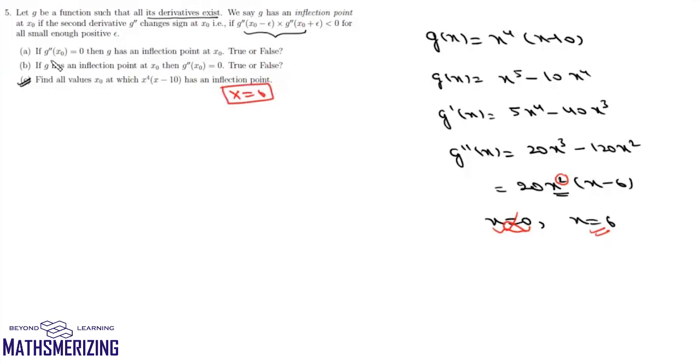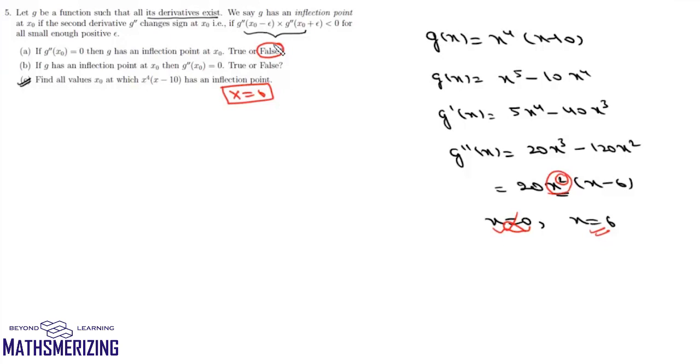Now the first part is, if g double dash x naught is 0, then g has an inflection point at x naught. We have to find whether this is true or false. Now in the previous example, at x equals 0, g double dash x is 0, but still at x equals 0, it is not a point of inflection. So that means this statement is false. And in general, when we say second derivative is 0, it doesn't mean there is a point of inflection. It simply means that the second derivative test fails. There could be a point of maxima or a minima, or it could be a point of inflection. So the first one is definitely false.